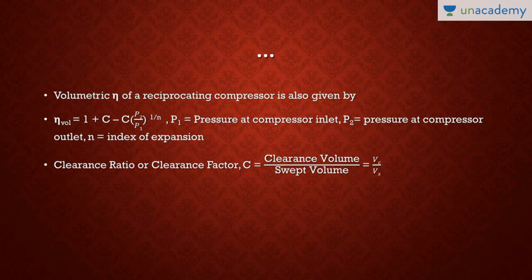Just keep in mind there is the direct formula, which is 1 plus c minus c (p2 by p1) raised to power 1 by n. P1 is the pressure at compressor inlet. I mean from 1 to 2, if you remember that TS diagram, 1 to 2 is the compressor. So P1 is the pressure at compressor inlet and P2 is the pressure at compressor outlet. n is the index of expansion, right? So (P2 by P1) to the power 1 by n, and c is the clearance ratio.